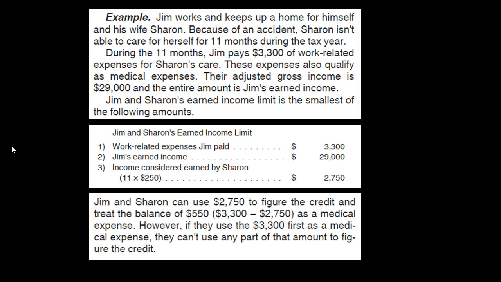Jim and Sharon's earned income limit is the smallest of the following amounts. We have work-related expenses of $3,300, Jim's earned income of $29,000, and income considered earned by Sharon, which is going to be the $250 times those 11 months. So Jim and Sharon can use the $2,750 to figure the credit and treat the balance of $550, which is $3,300 minus the $2,750, as medical expenses.